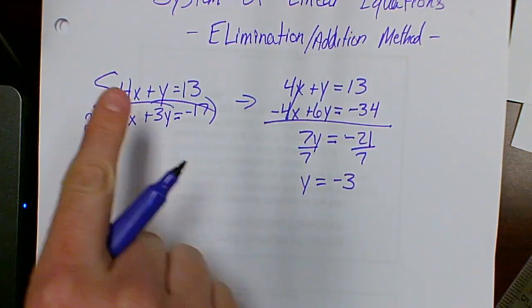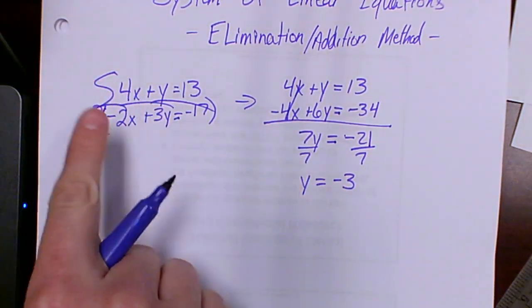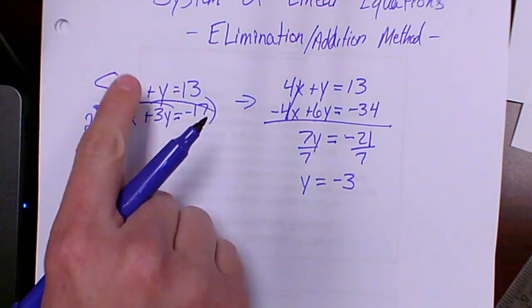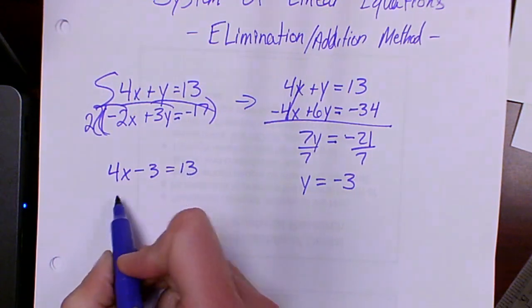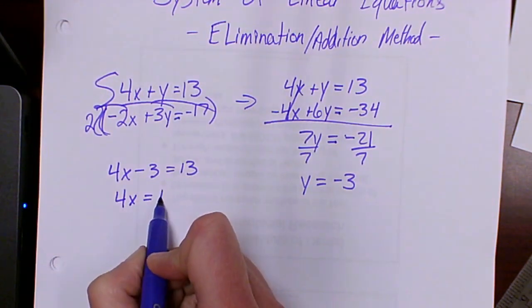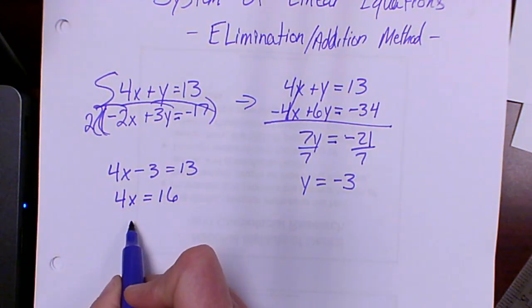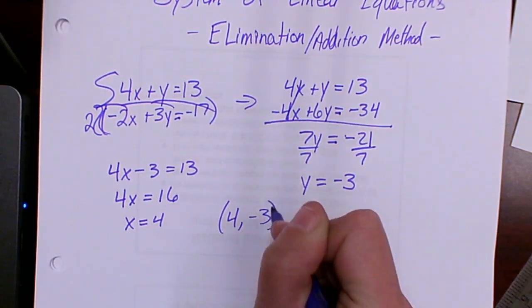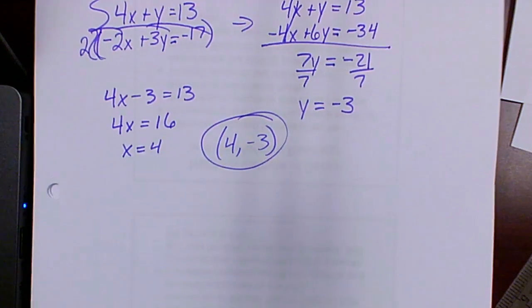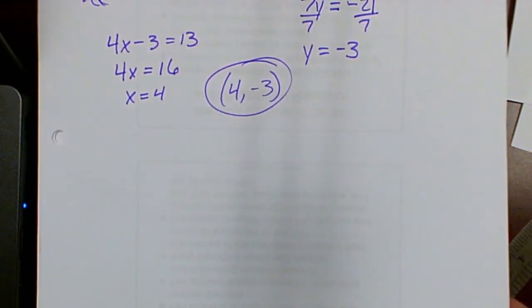Back solve, so you're going to take this y and plug it in for one of these. I'm going to use the top one, so 4x minus 3 equals 13. 4x equals 16 when you add the 3 over, so x equals 4. To finalize your answer, please put it in a point, in a coordinate point form.